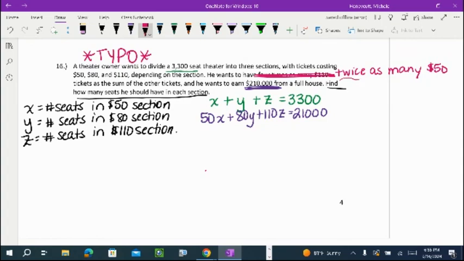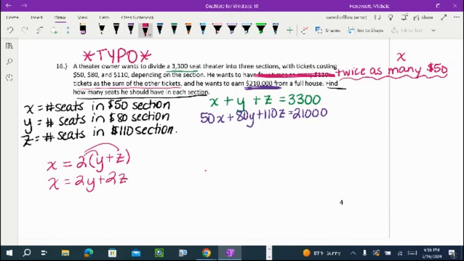Next, we want to have twice as many $50 seats as the sum of the other tickets. So the $50 seats are the x, right? So we want the number of x seats to be twice as many as the sum of the other 2, y plus z. And if you distribute that, x is equal to 2y plus 2z.